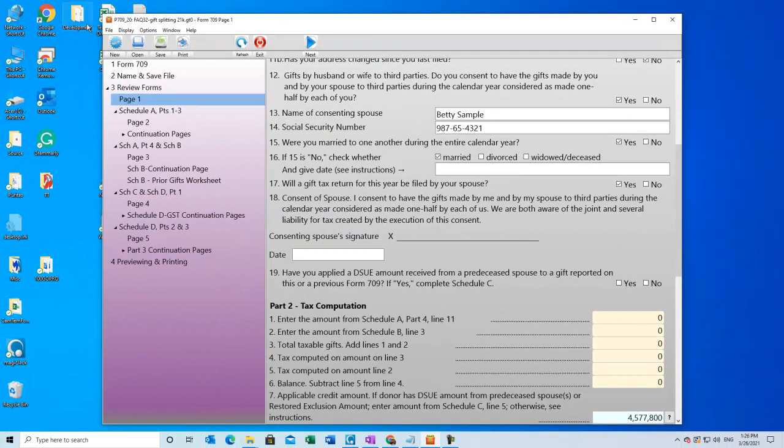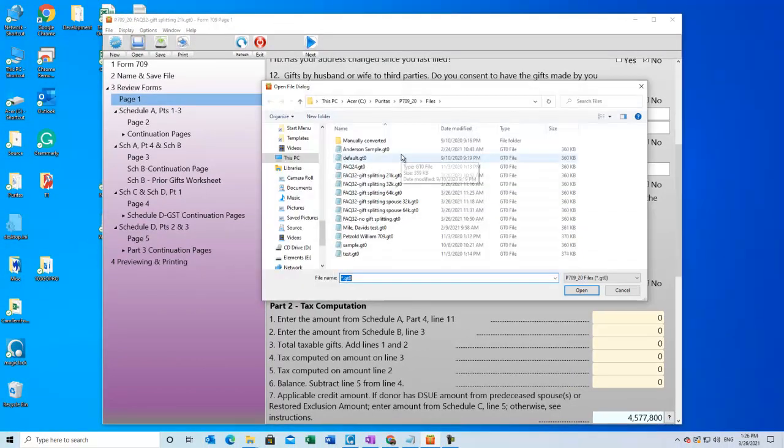And let's see what else we have here. Because both amounts are under $15,000, no gift tax returns would even have to be filed. Let's try to make one though where there is something to file.